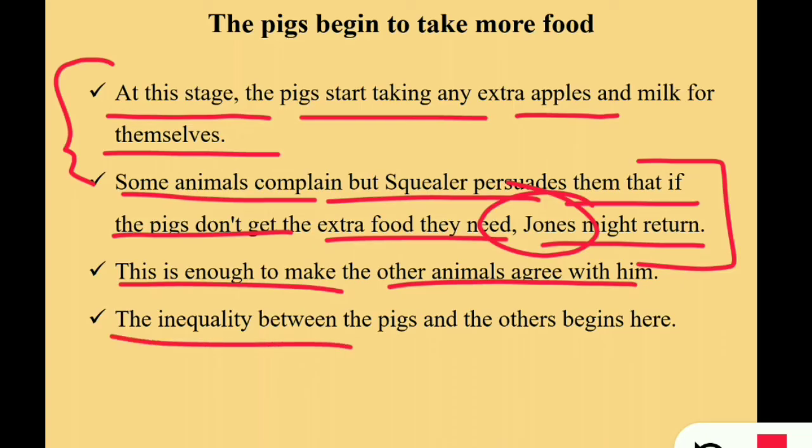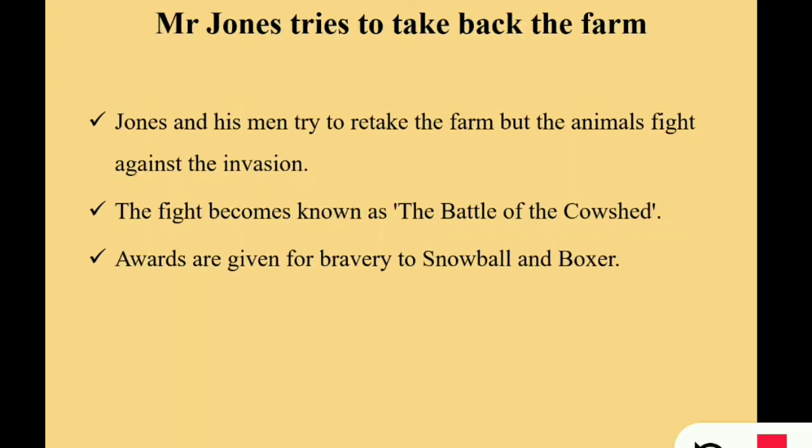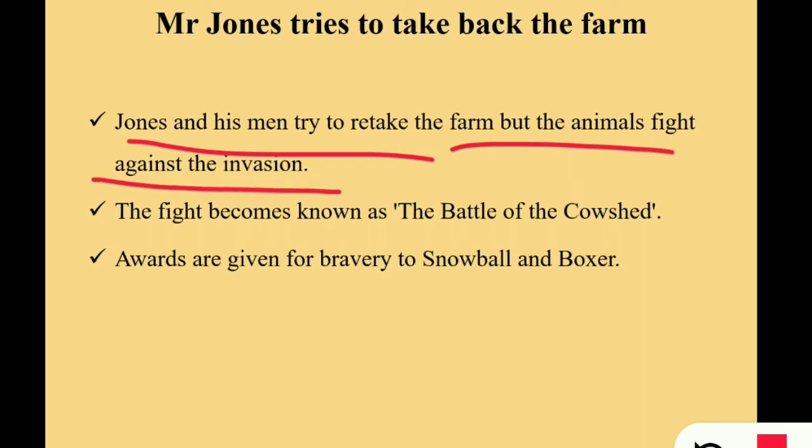The inequality between the pigs and the others begins here. So here, as you can see, we can find the inequality between the pigs and the other animals. Jones and his men try to retake the farm, but the animals fight against the invasion. Here, the common animals on the farm had become so strong and so enthusiastic that whenever Jones tried to come back to rule, they sent him away.